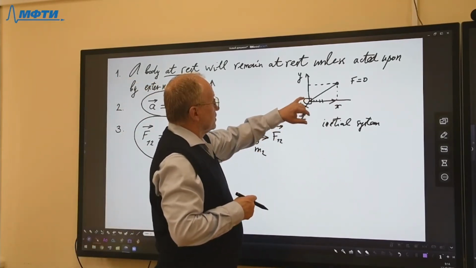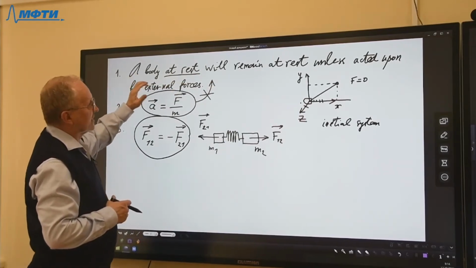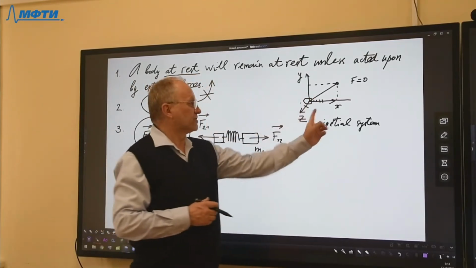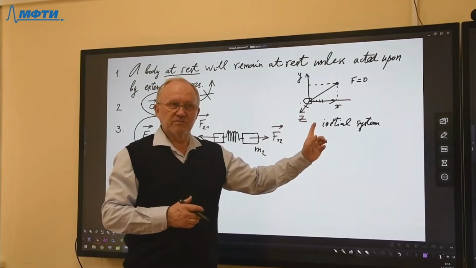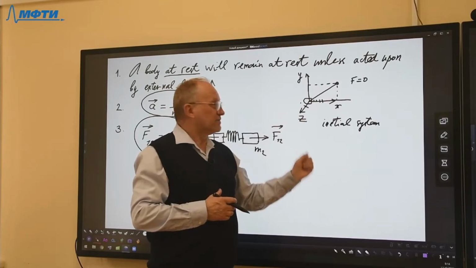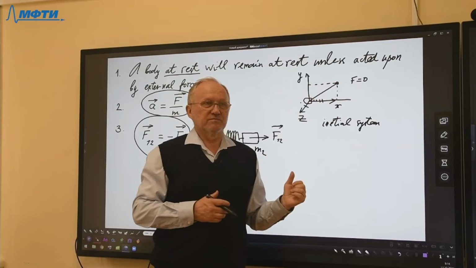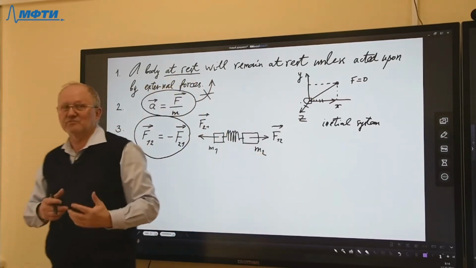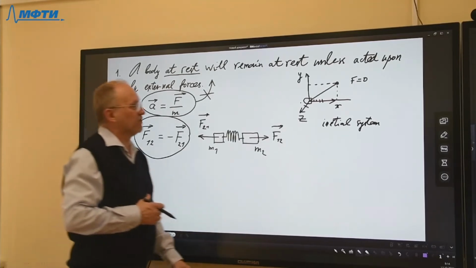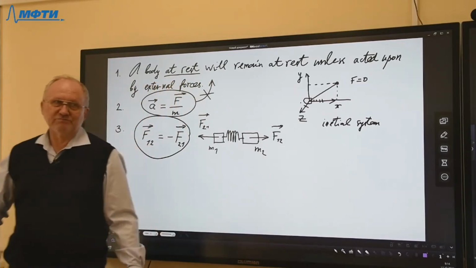Okay, so the first law of Newton says that there is at least one inertial reference frame in our universe. There exists at least one such reference frame that a body will remain at rest if there are no external forces. That is the reason behind the first Newton's law. It says there is at least one inertial reference frame in our world.